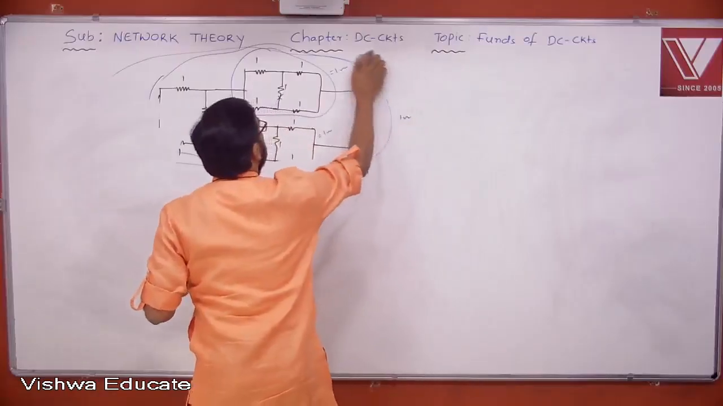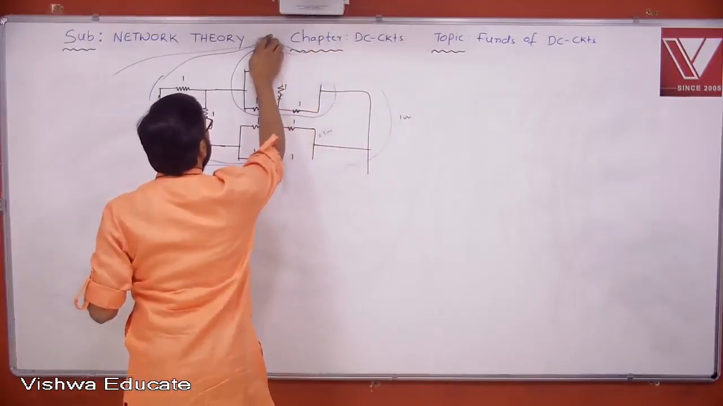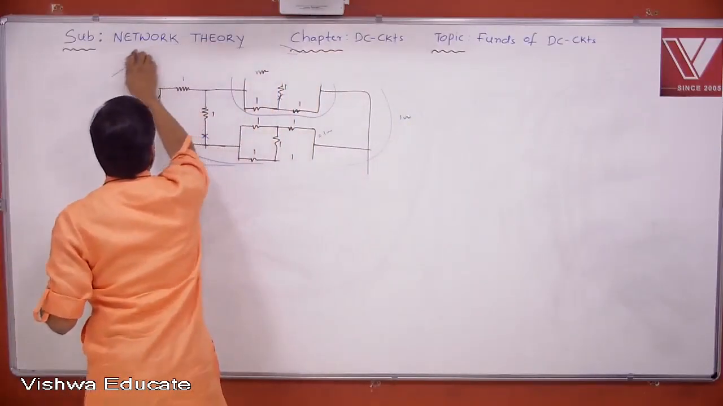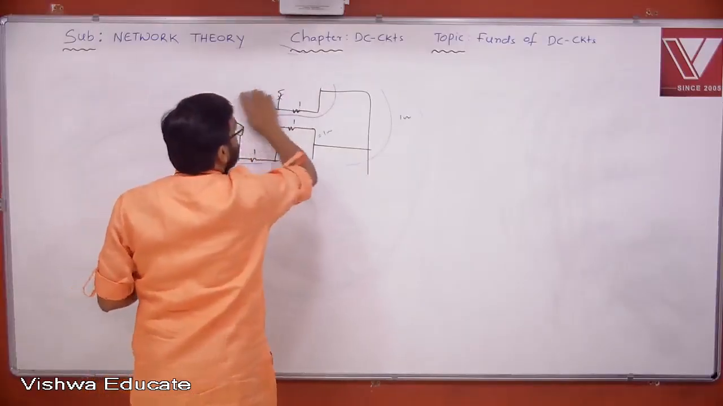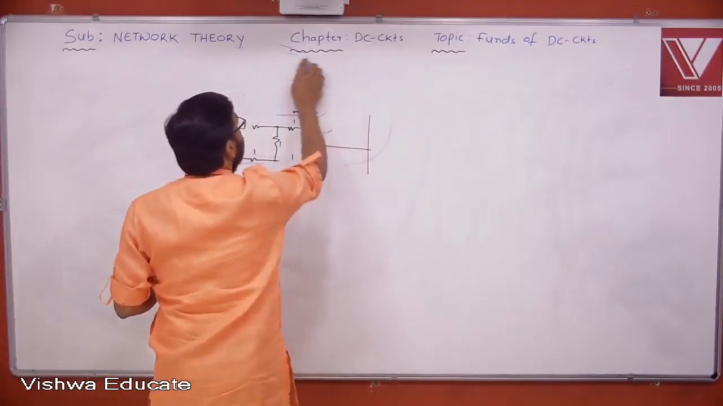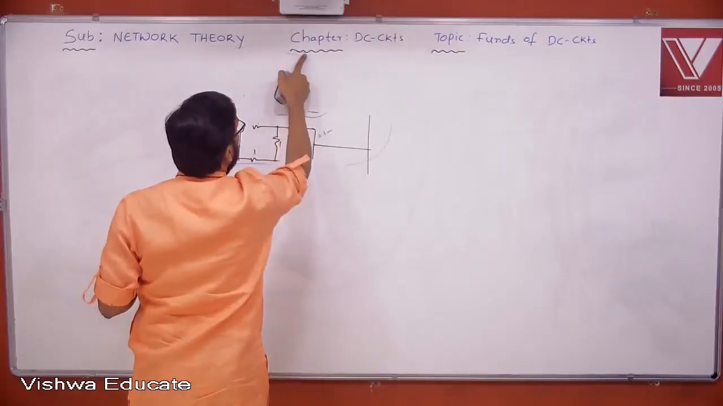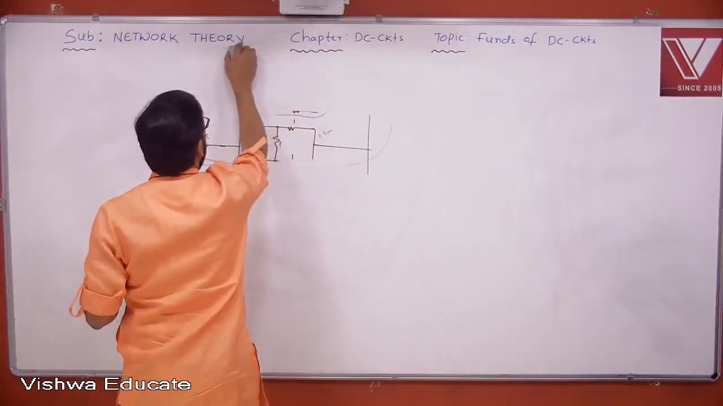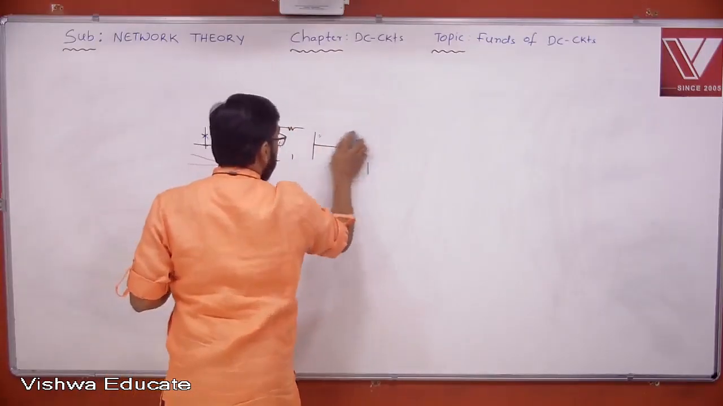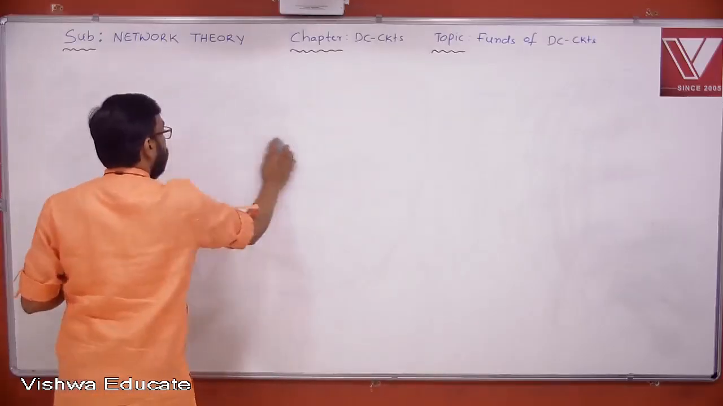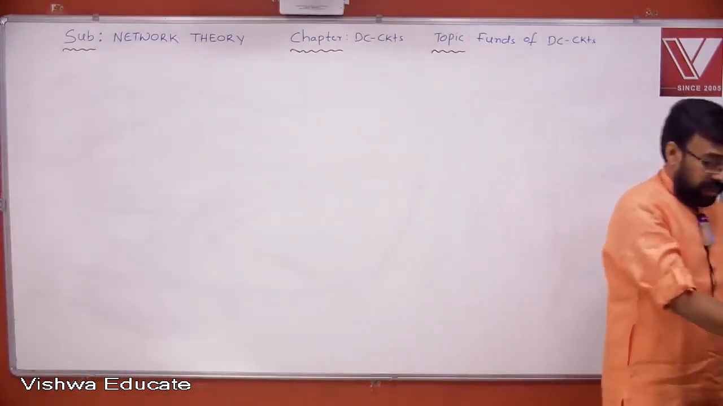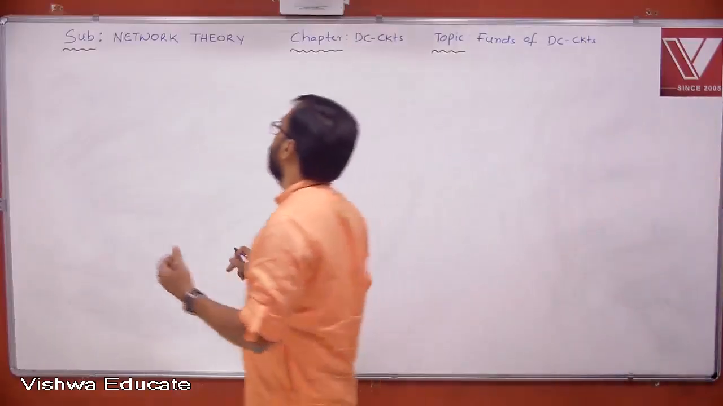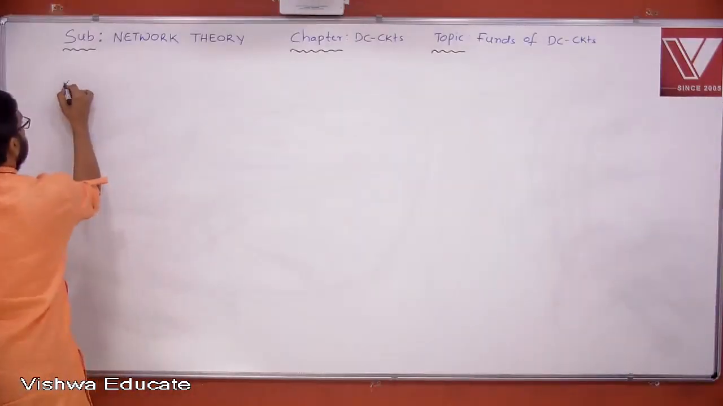How do we classify the energy source? There are different ways to classify the energy source. The first classification is ideal and practical. The second classification is independent and dependent. So let us see now how we actually define them. Classification of energy sources.